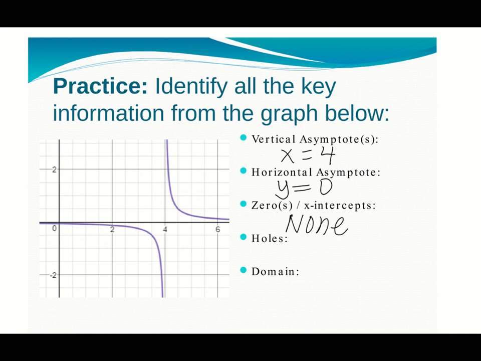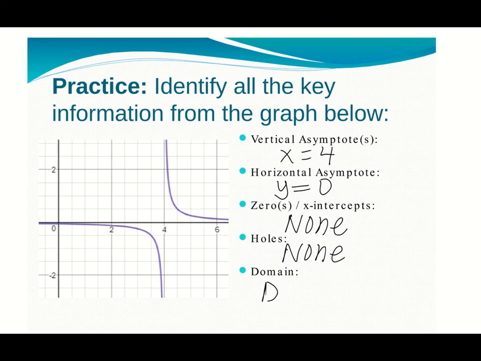There's also no holes. We don't see any open circles on this graph. That means this graph is continuous and there's no open circles. So we don't have any holes. And our domain, once again, we look to our vertical asymptote to help us identify our domain. So our domain is going to be all real numbers, except x cannot be 4.